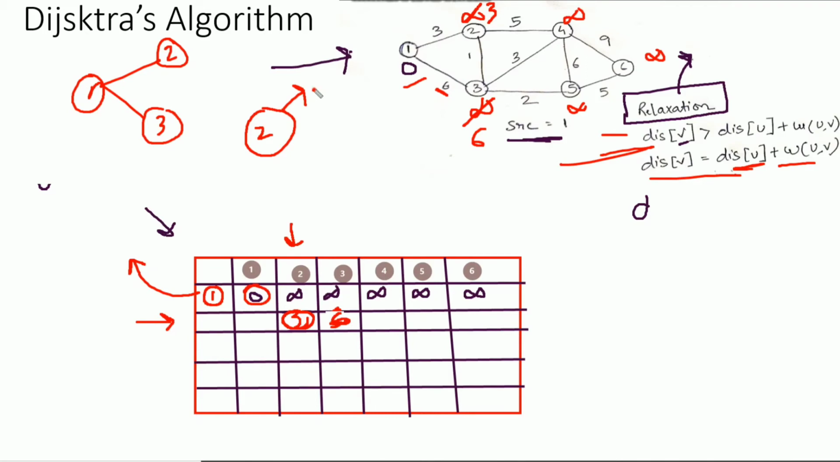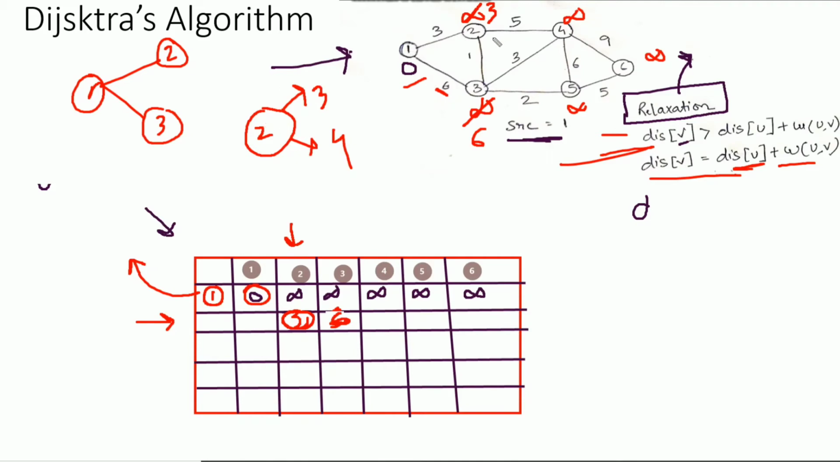From 2, the adjacent vertices are 3, 4 and, sorry, vertex 1. Vertex 1 I've already included in my answer, so I'll not visit vertex 1 again.